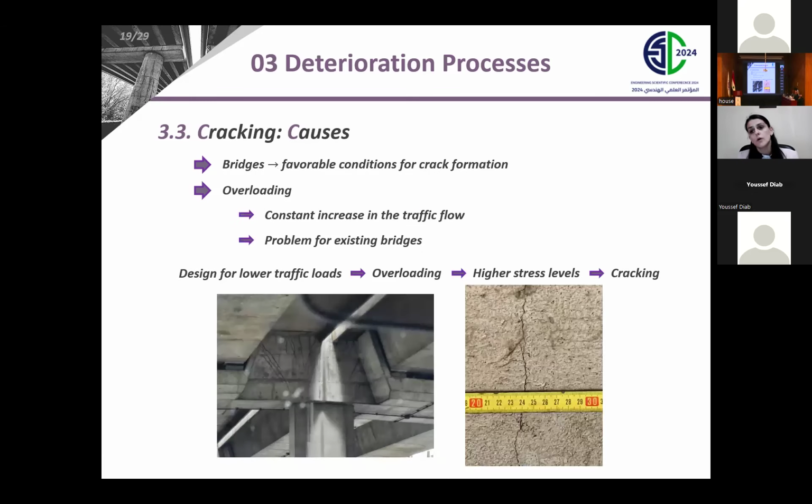Next, I'm going to talk about cracking. Cracks occur in all concrete structures due to concrete low tensile strength. However, there are some favorable conditions for crack formation in bridges. One of the main reasons for concrete cracking in bridges is overloading. On a world scale, there is a constant increase in the traffic flow. This may be a serious problem for existing bridges, especially if these bridges are older, because they were designed to withstand traffic flows corresponding to the traffic flow at the time of design.